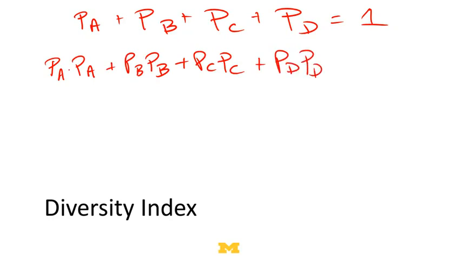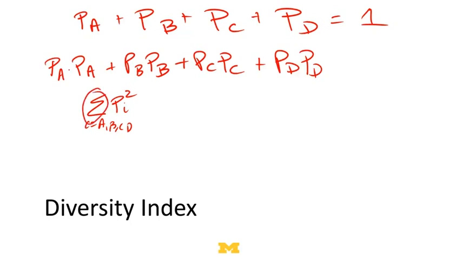I can write this in a fancy way. I can write it's a summation sign of Pi, i equals A, B, C, or D, Pi squared, right? So I can just take each of these types, PA, PB, PC, PD, square them and just sum those up. So this little funny sign here means a summation sign.